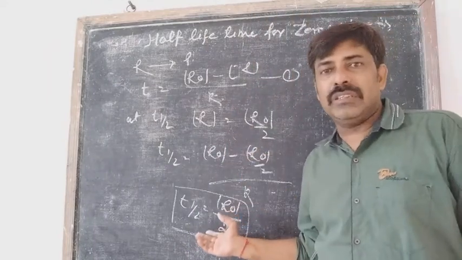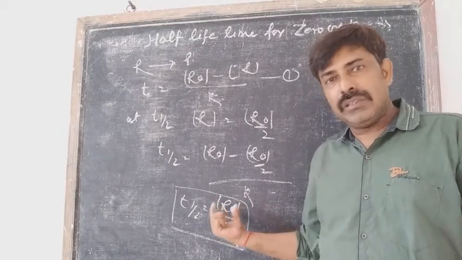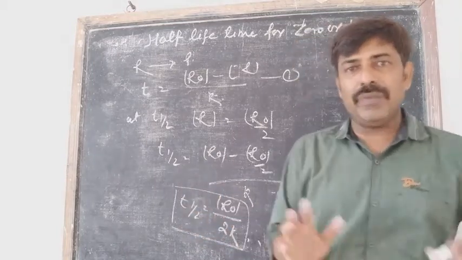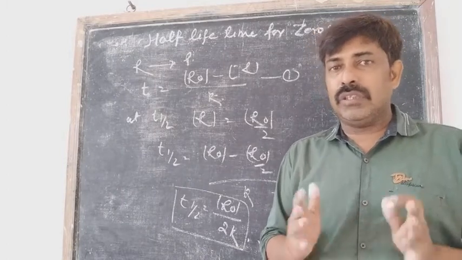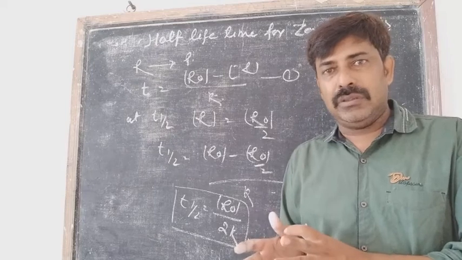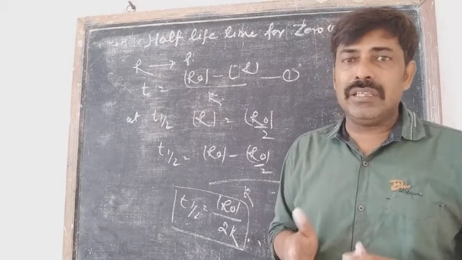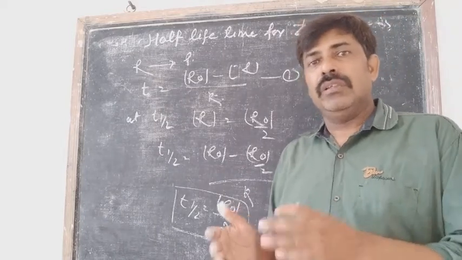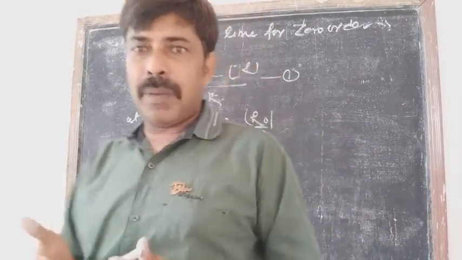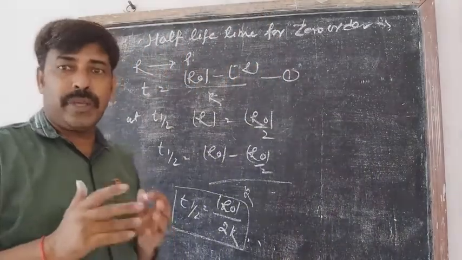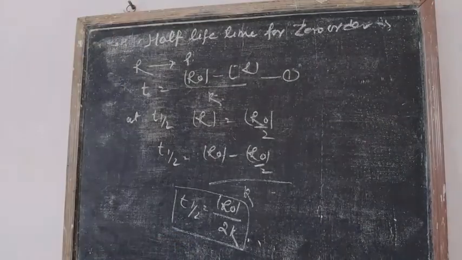In this equation you can see that t half is proportional to the initial concentration of the reactant. So simply we can say that the half lifetime period of the zero order reaction is not independent of the initial concentration, that is, it is dependent, proportional to the concentration of the reactant, and as the initial concentration of reactant increases, the half lifetime period will also increase. So the half lifetime period for zero order reaction is not a fixed value, it is going to vary with the initial concentration.